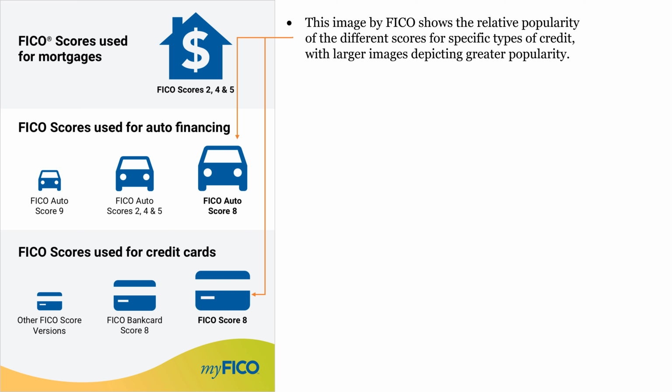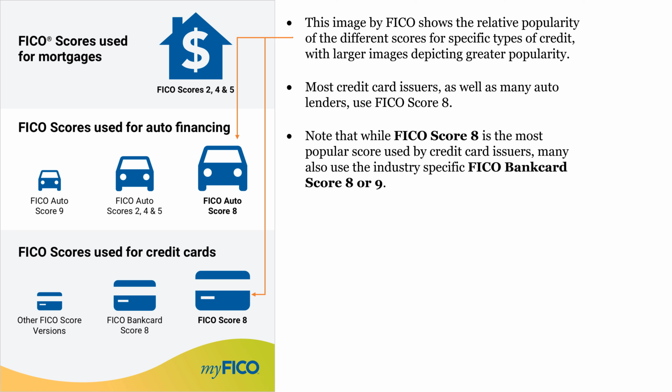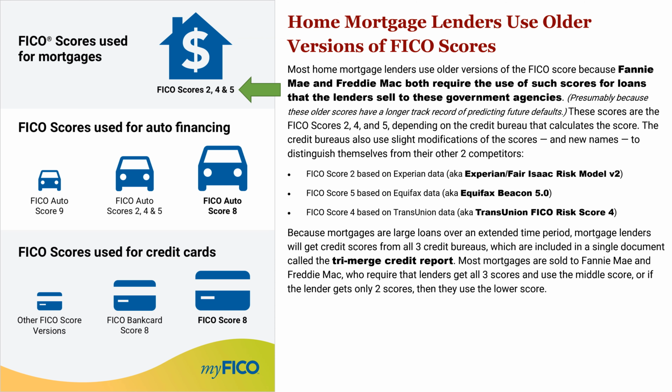This image by FICO shows the relative popularity of the different scores for different types of credit, with larger images depicting greater popularity. Most credit card issuers, as well as many auto lenders, use FICO Score 8. Note that while FICO Score 8 is the most popular score used by credit card issuers, many also use the industry-specific FICO Bankcard Score 8 or 9.